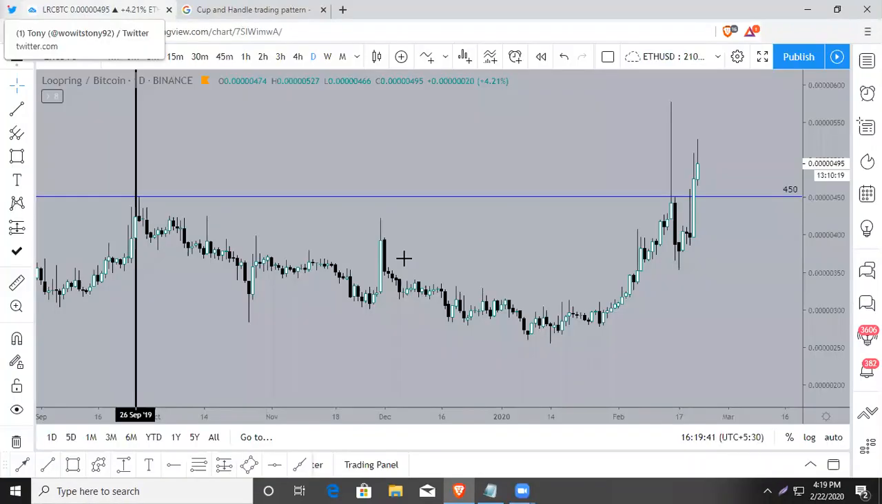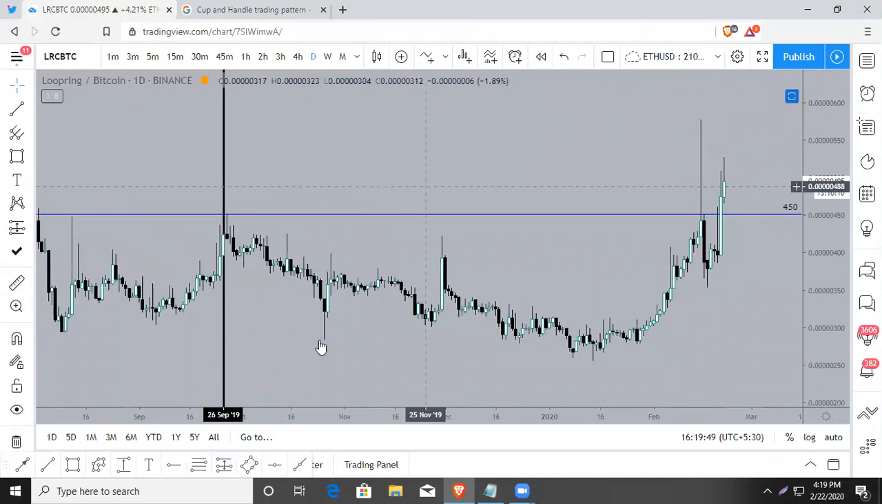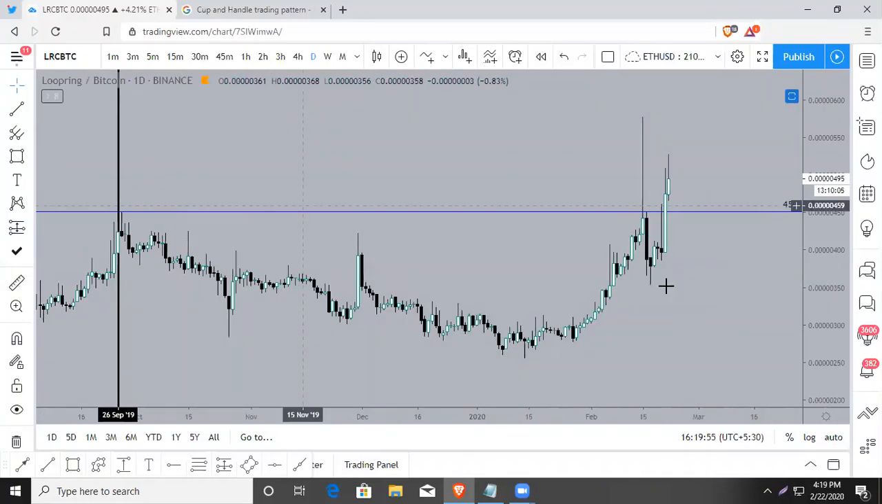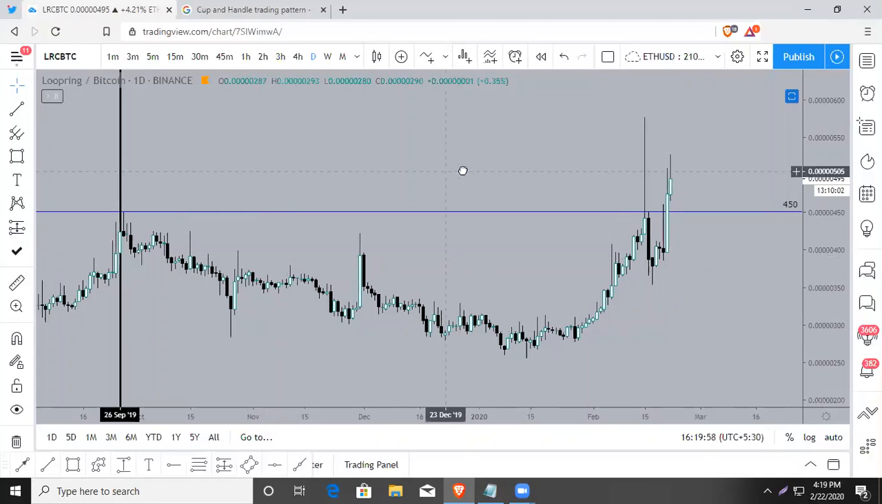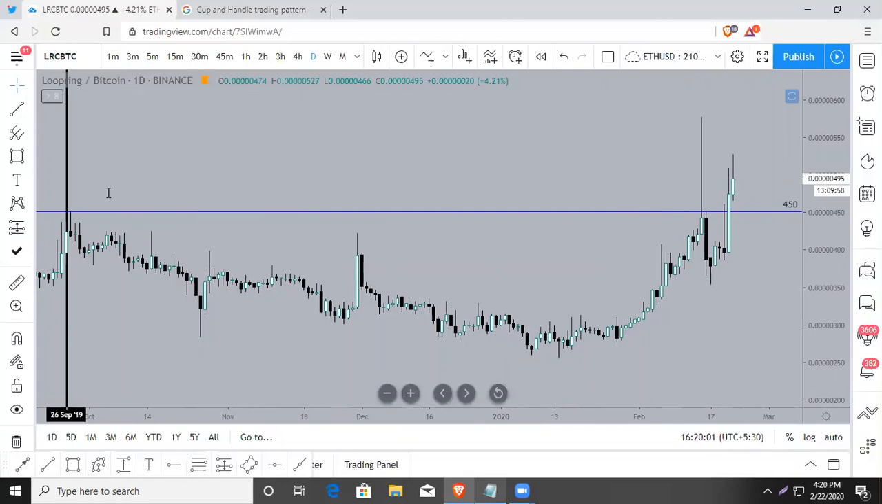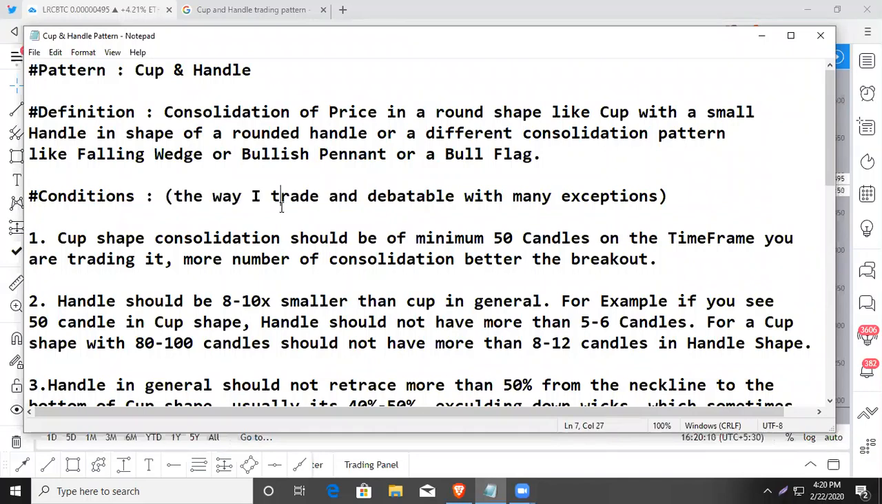Okay, so I have LRC chart here, right? So I've used this black vertical line to show you that we would be talking about the right side of this line. Okay, we would be discussing the right side of this line in this chart. So what are the requirements, what are the conditions for cup and handle patterns? So as I told you, it's my way to trade, and they are debatable. So if any one of you think that I do not need to follow these rules, it's up to you.